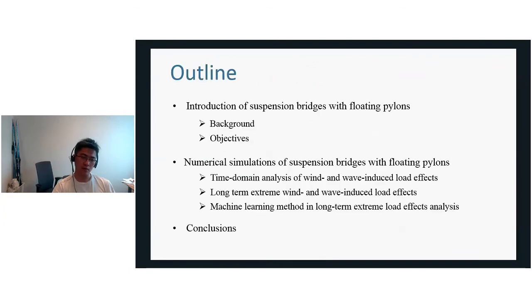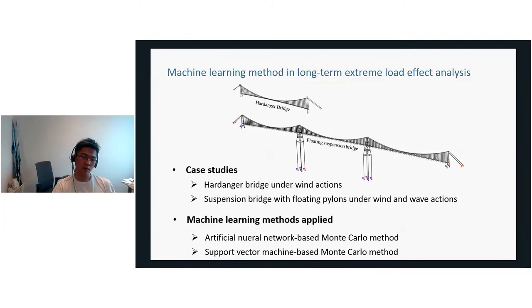And the last part is about machine learning. We touched upon some machine learning methods in the long-term extreme load effect analysis: the artificial neural network and the support vector machine. There are lots of machine learning codes available online, so we don't need to write the code ourselves. We just need to learn how to use it. And we applied the methods on both the Hardanger bridge case and the suspension bridge with floating pylon case.